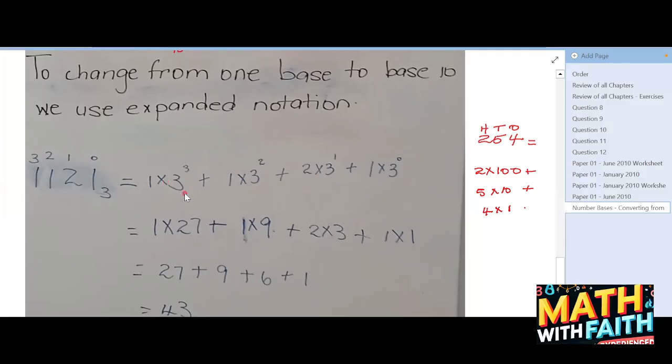So 1 by 3 to the power 3. The next one is 1 multiplied by the base of 3 to the power 2, because it's in column 2. So 1 by 3 to the power 2. This one will be 2 multiplied by the base of 3 to the power of the column 1. So 2 by 3 to the power 1 plus 1 multiplied by the base of 3 to the power of the column 0. 1 by 3 to the power 0.